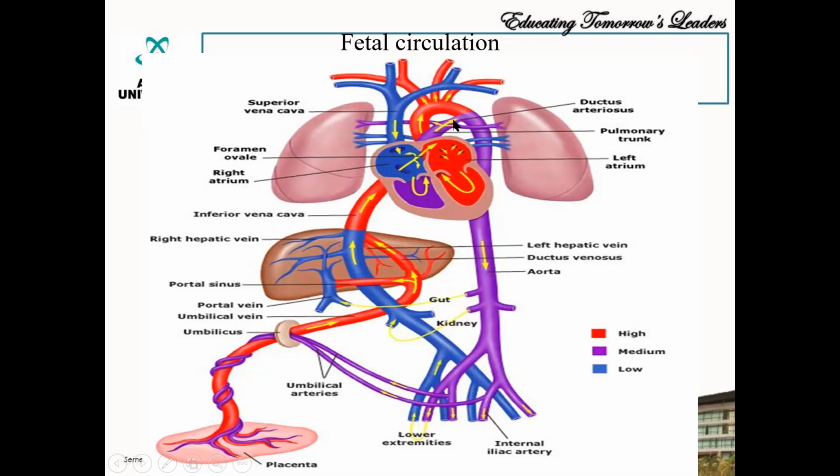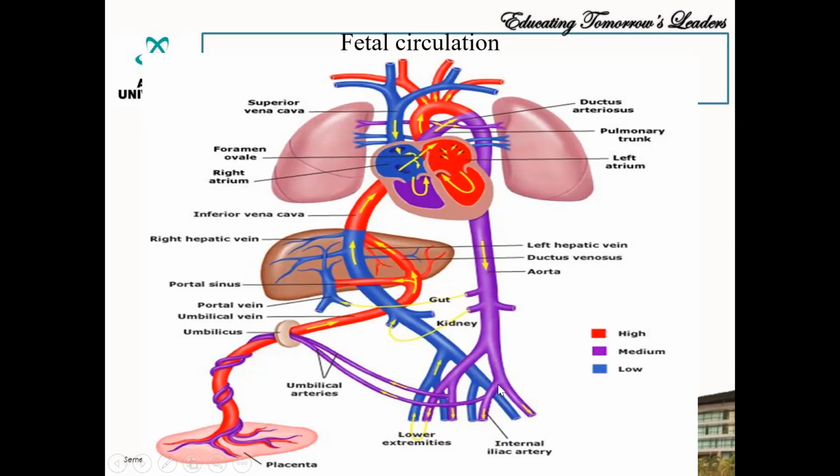So the blood which is going to the pulmonary artery also will be attaching to the aorta instead of going into the lung directly. So this is the third adaptation. Then from the aorta, half of them will go to the ascending aorta and half of them will go to the descending aorta. The ascending aorta will be supplying the upper limb and the head. The descending aorta will be supplying the lower limb.